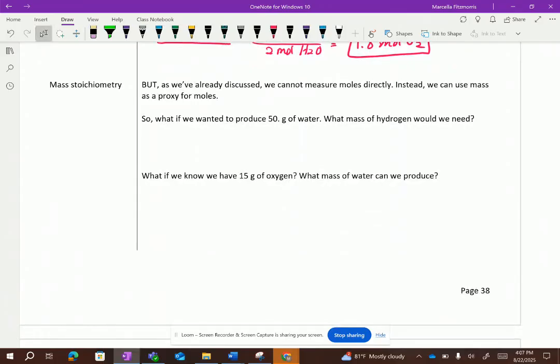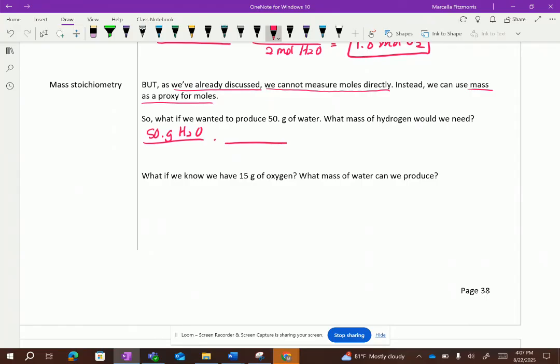Okay. As we've already discussed, we cannot measure moles directly. Instead, we need to use mass as a proxy for moles. Because we can't measure the moles, in real life, we measure grams like this. 50.0 grams of water. But our equation gives us information in moles. So we always have to convert to moles first.